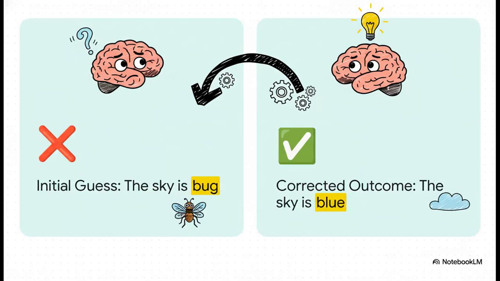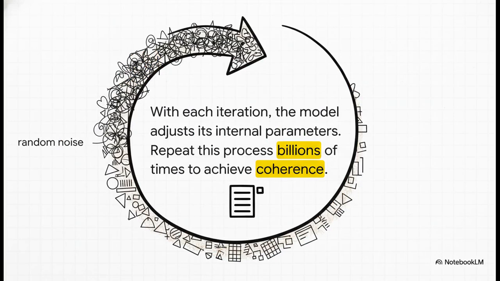At the beginning, its guesses are completely random. Hilariously bad, actually. It might see, "the sky is," and guess bug. The training data then says, "Nope, sorry, the correct answer is blue." The model recognizes it made a mistake and then makes a tiny adjustment to some of its 175 billion knobs, making it just a little more likely to guess blue the next time. And that's the core loop. The model makes a guess, it gets corrected, and it adjusts itself.